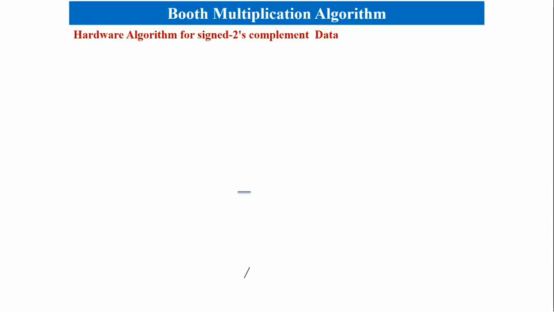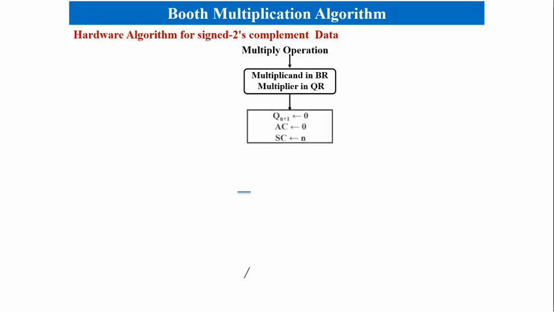Now look at the hardware algorithm for signed 2's complement data. The multiply operation requires multiplicand in BR register, multiplier in QR register. Here, initially Qn plus 1 is 0, and partial product is 0, and sequence counter is set with n. What is this n? N is the number of bits in the multiplier. Now here it requires to check two bits. Qn is called least significant bit in the multiplier, and Qn plus 1 is the previous bit. Initially previous bit is 0.